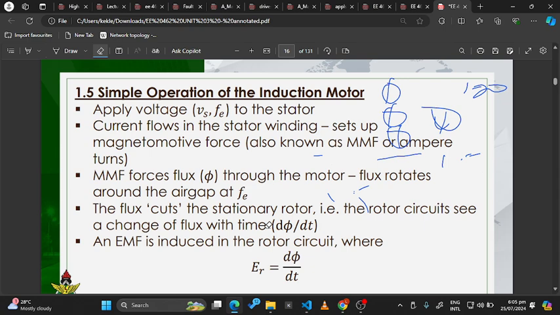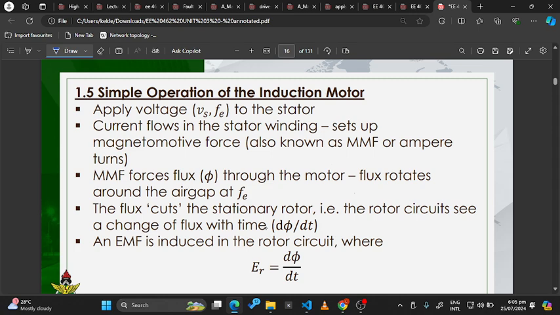There's a theory called the machine theory that you can use to explain this. I think I've already explained this operation. Apply voltage to the stator, current flows through the stator winding, then a magnetomotive force is produced which causes flux to flow through the magnetic circuit and the air gap. Then this flux is going to cut the rotor.